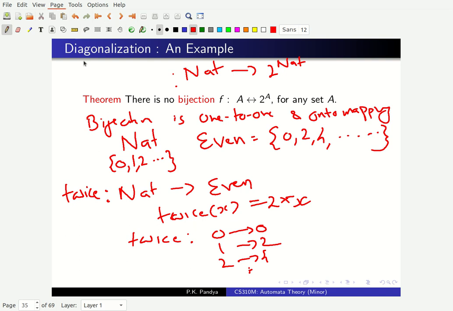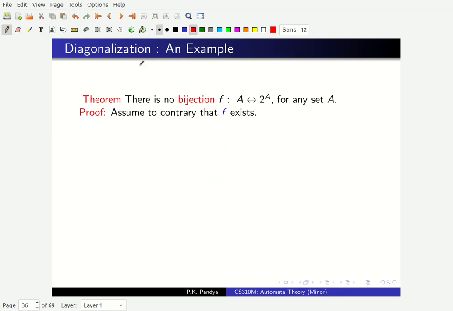So let me go further. How do we prove that there is no bijection between A and power set of A? We assume to the contrary that such a bijection exists. Let F be such a bijection, and then we'll show that by assuming this we will land up in a contradiction, and the only way to get out of that contradiction is to say that the assumption was wrong and no such F exists. So that is what we are going to say. Assume there is a bijection F like this, right?